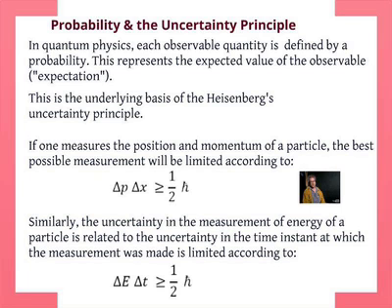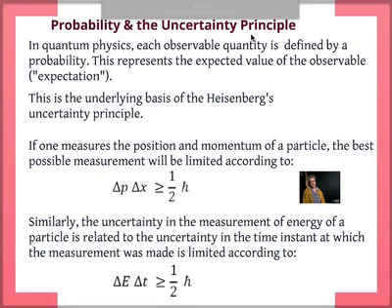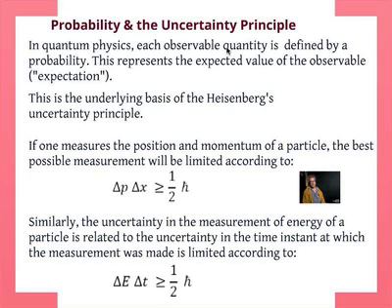Essentially, that's what this is saying. In quantum physics, each observable quantity is defined by a probability. This represents the expected value of the observable, or the expectation. So when you calculate something, it is only an expected value. It doesn't mean that's exactly what you will see. It'll become more clear later on. This is the underlying basis of Heisenberg's uncertainty principle. So essentially, you can state Heisenberg's principle as follows.